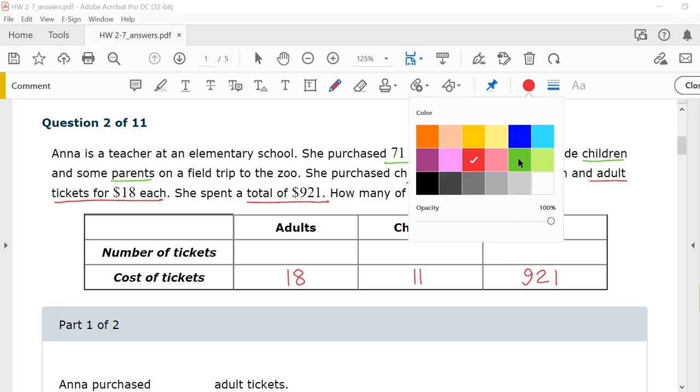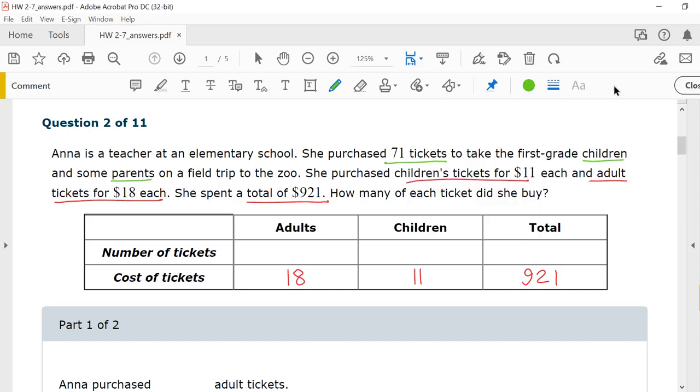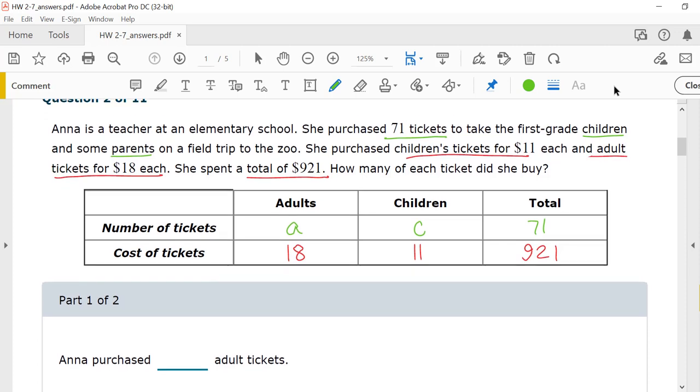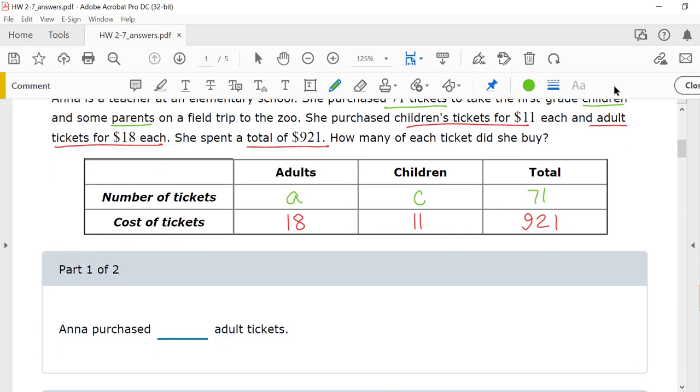All right. Now, for the green, the number of tickets, the total was 71. You have adult tickets and children tickets, right? So we're going to say A and C. One equation you can write out is that the total number of tickets was 71. So A plus C has to equal 71.